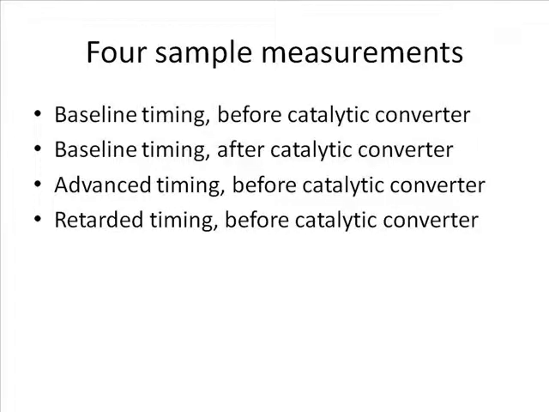To examine the effect of the catalytic converter and changes in ignition timing, we are going to compare the emissions of 4 samples. First, to look at the effectiveness of the catalytic converter, we will sample the exhaust gases before and after they pass through the catalytic converter. We're going to do this with the baseline or traditional ignition timing. Then, to understand the effect of the ignition timing, we're going to look at the emissions before the catalytic converter while we run the engine with an advanced and a retarded timing.